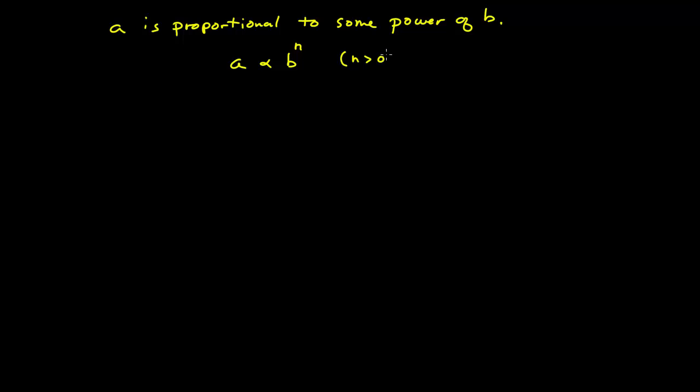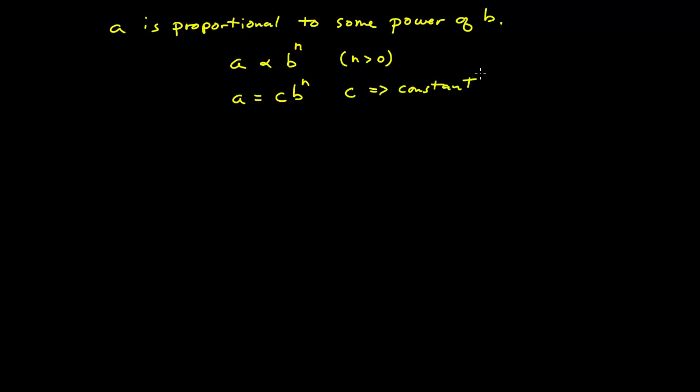We often refer to not just systems that are proportional to each other, but we encounter systems where A is proportional to some power of B. And so what does this mean? Well, this means that A is proportional to B to some power n. Consider situations where n is greater than 0. So this means that A can be written as some equation with some constant here times B to the n.